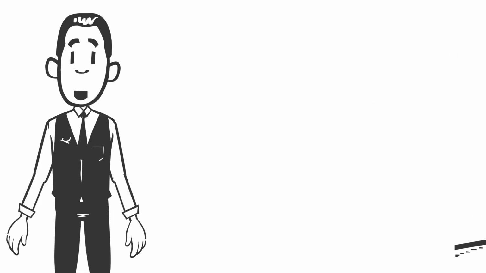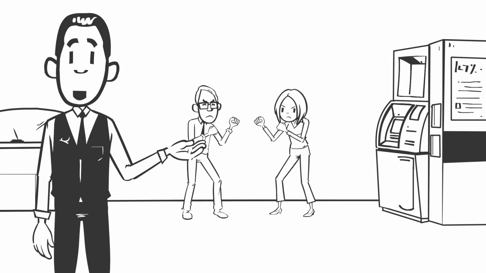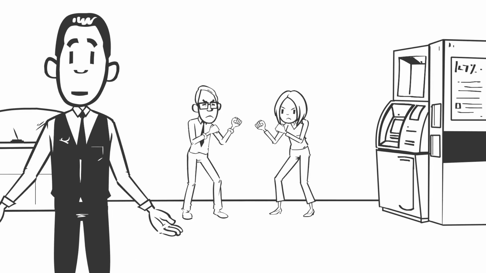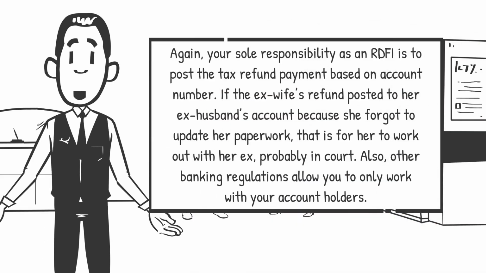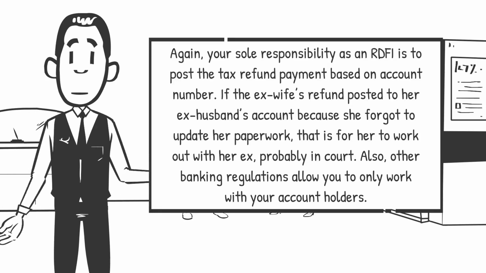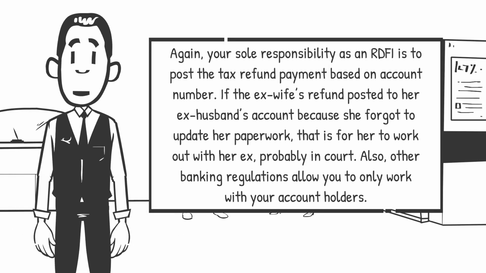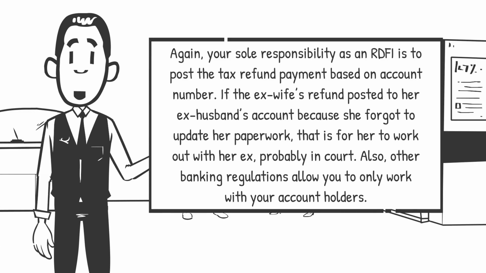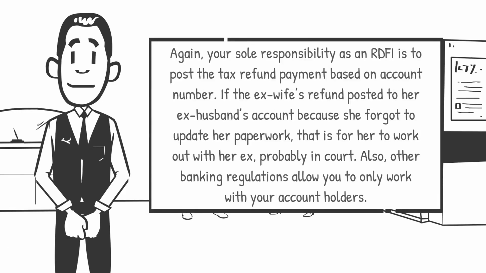We have a situation in which a gentleman, our account holder, has received his ex-wife's tax refund and is refusing to give her the money. The ex-wife is in our lobby creating a ruckus and demanding that we hand over her money. What are we obligated to do? Again, your sole responsibility as an RDFI is to post the tax refund payment based on account number. If the ex-wife's refund posted to her ex-husband's account because she forgot to update her paperwork, that is for her to work out with her ex, probably in court. Also, other banking regulations allow you to only work with your account holders.